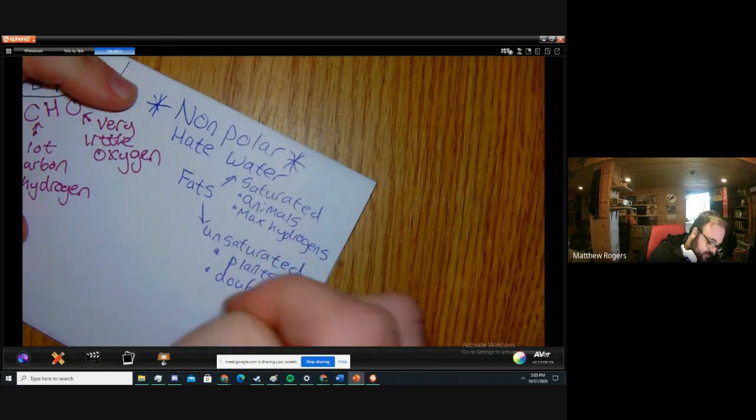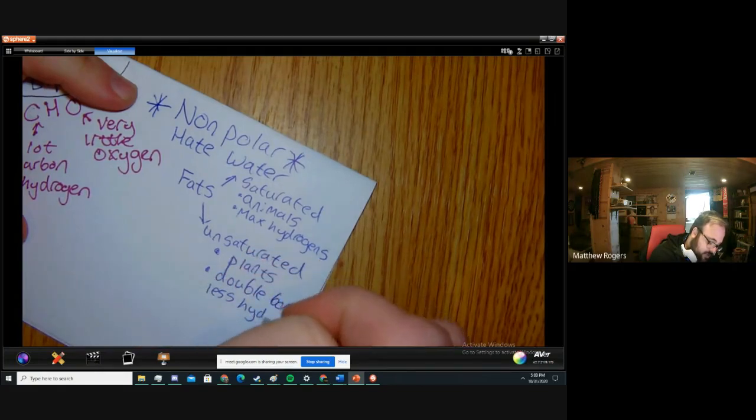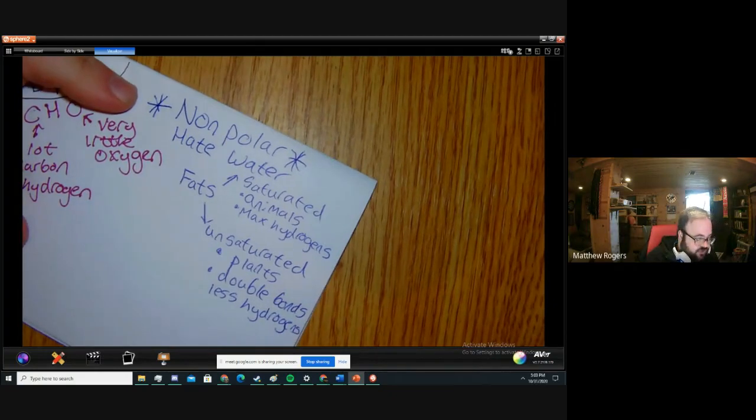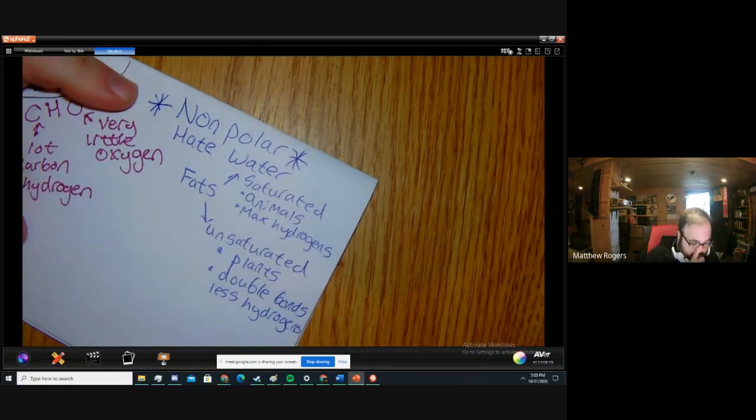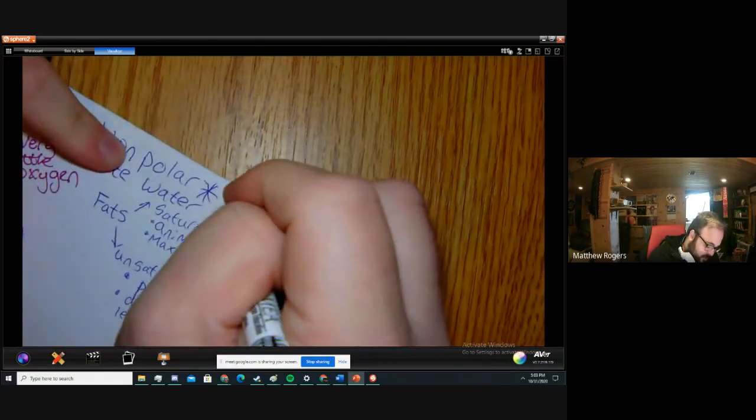So they have less hydrogen, so it makes them have bends and different things inside of their structure, which makes them liquid. Okay. So when I draw a saturated fat, the saturated fat structure kind of looks like this.